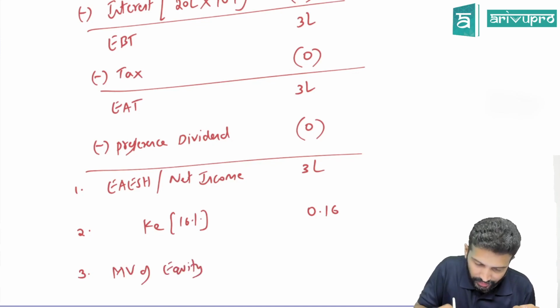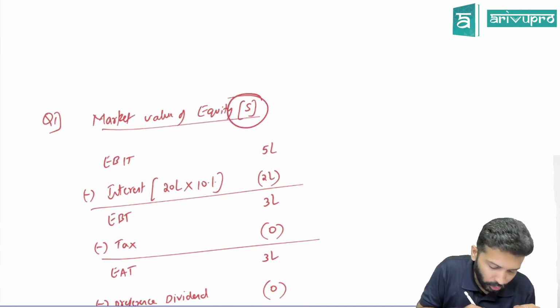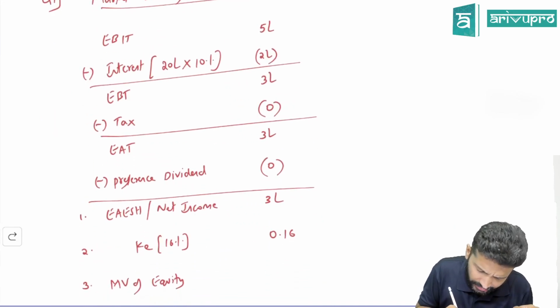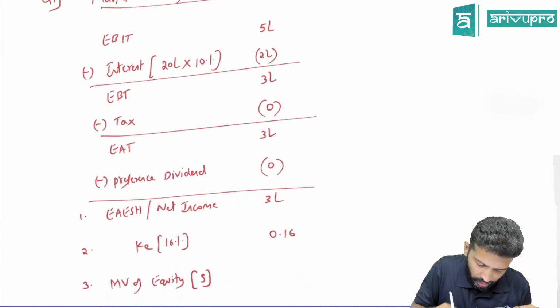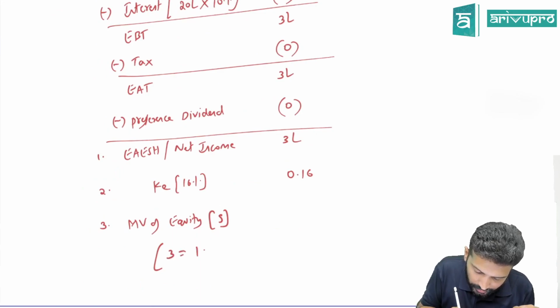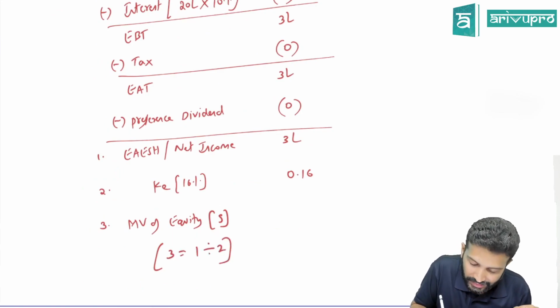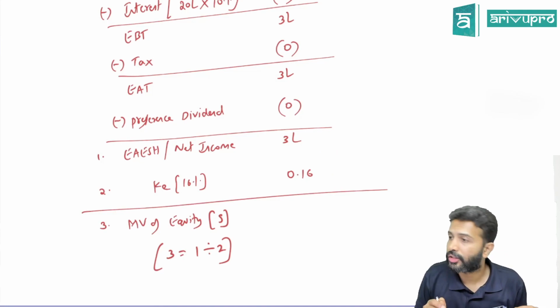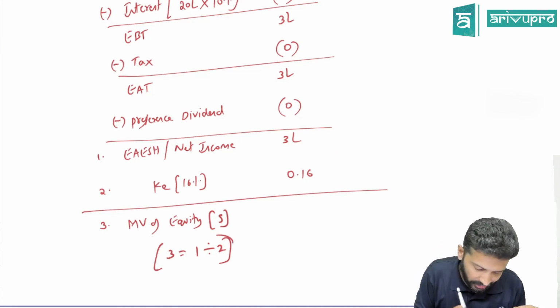Market value of equity. Anyway, here I've written market value of equity and denoted it by the symbol S. So directly you can write S over here. That's fine. How much is that? Or can I say S is equal to 1 divided by 2? Basically, EPS is divided by cost of equity. Correct, sir? That's what I'm expressing it as, 1 divided by 2.